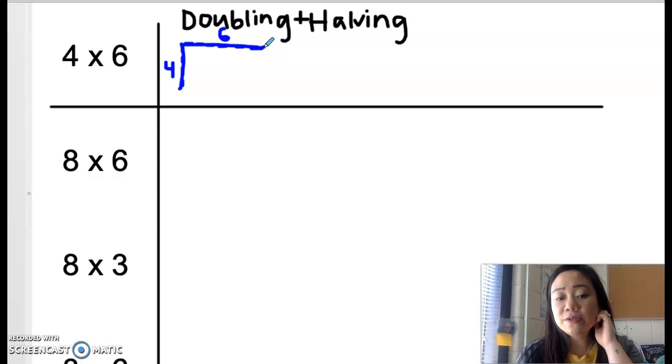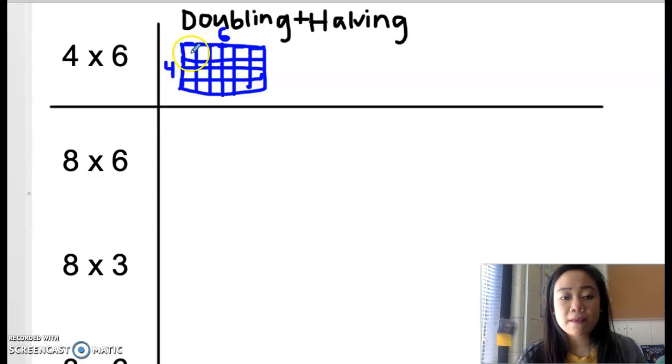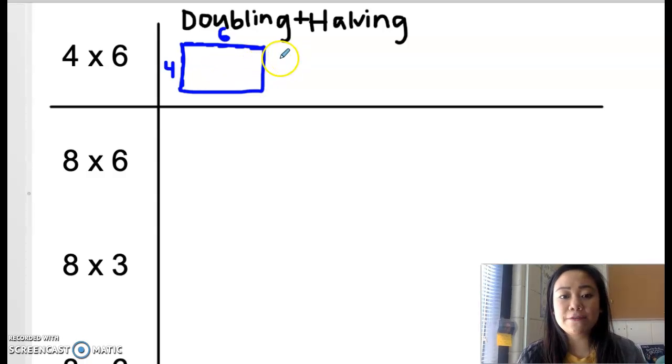Okay, so we can use the area model, which means we're using rectangles to help us. So in a way, there's 4 rows. That's what 4 times 6 means. And there's 6 columns. That's what 4 times 6 means, okay? But I'm just going to leave it blank because I know that by now. So 4 times 6 is 24. So I'm going to write 24 in that.